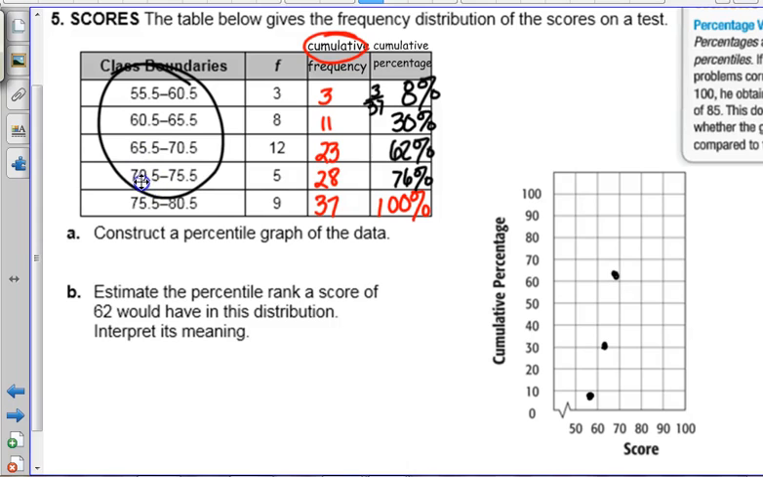At about 72, you should be at 62%. Did I just do that wrong? Shouldn't this be over here? Score of 70. 67 was at 62%. 67 is somewhere in here. At 72, you should be at 76%. There I am. Okay, now I'm getting better here. And at about a 77, you're at 100%.